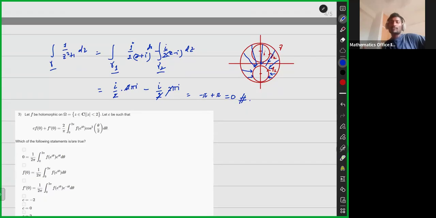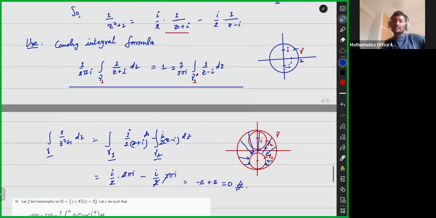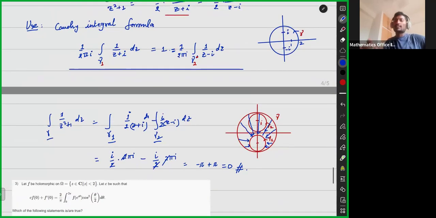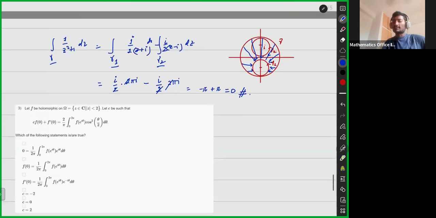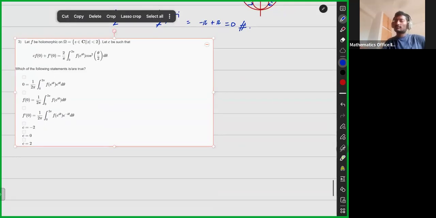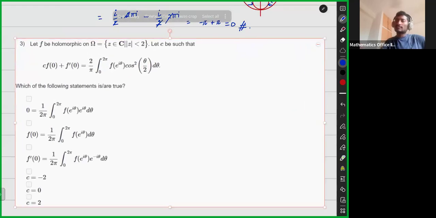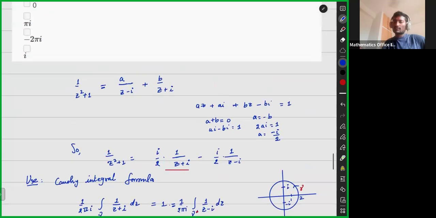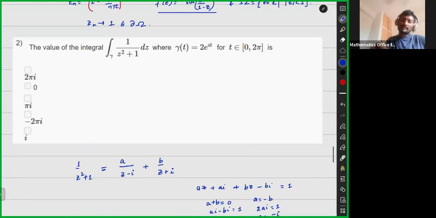So why this gamma is replaced by gamma 1 and gamma 2 is the most important part. Others are not that difficult. We are just using Cauchy integral formulas to get the integrals of these parts of the function. So this integral is 0 and everything else is false.